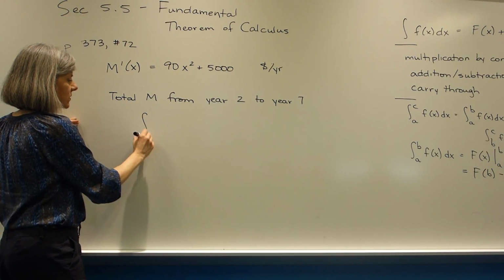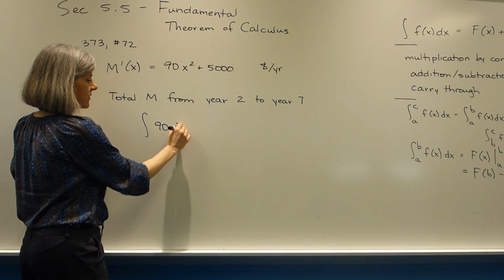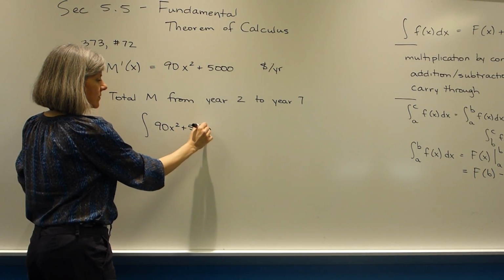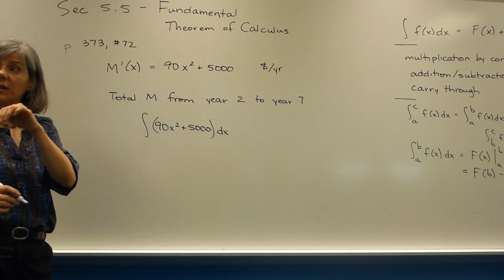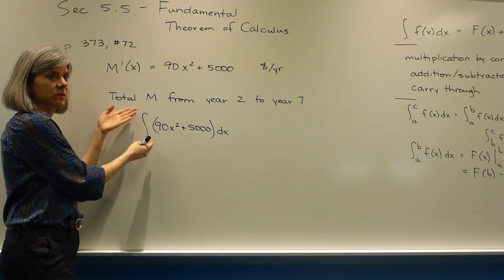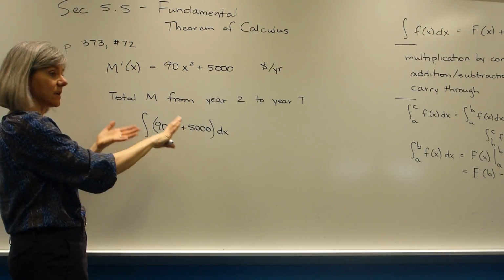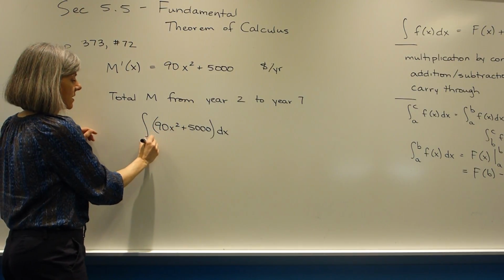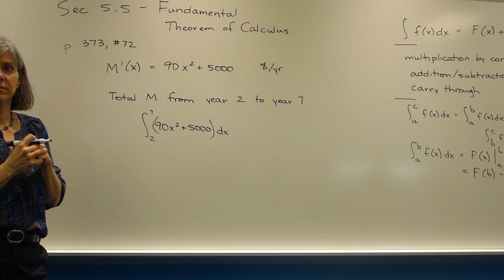So we're going to set up the integral. Antiderivative of 90x squared plus 5,000. That would be the general answer. I'm just interested in a number, right? Nothing asked me to actually find the function. I just said, what's the accumulation from year 2 to year 7?